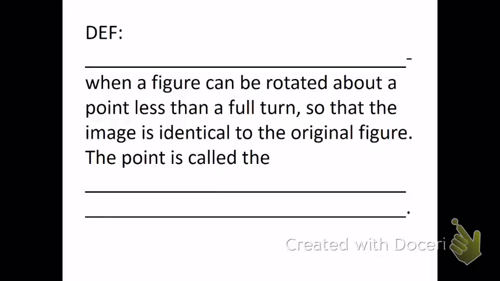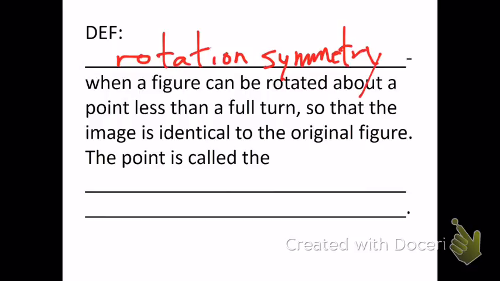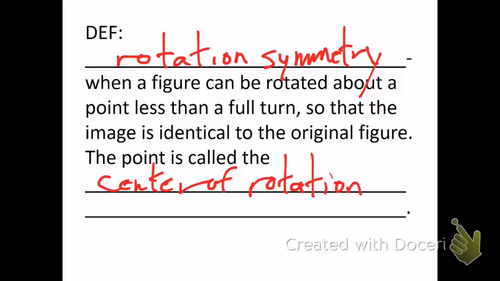Okay, now we have another type of symmetry. It's called rotation symmetry. Rotation symmetry is when a figure can be rotated about a point less than a full turn so that the image is identical to the original figure. The point is called the center of rotation symmetry.